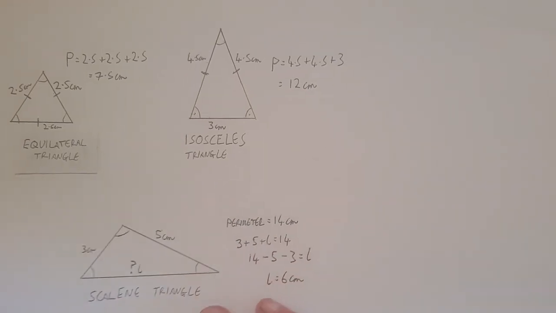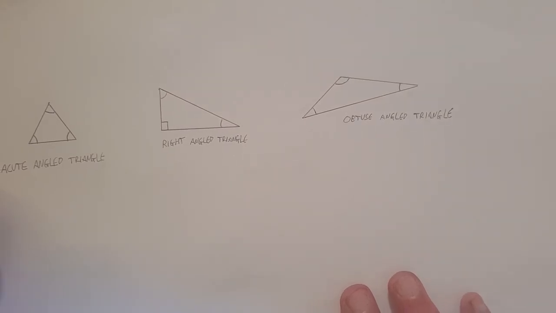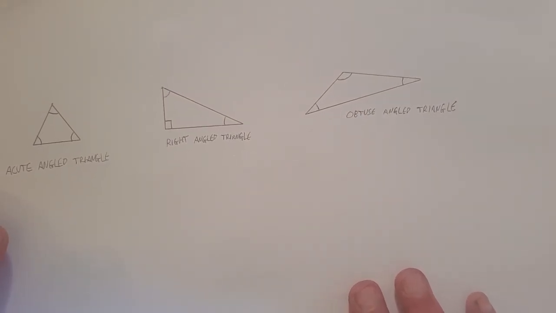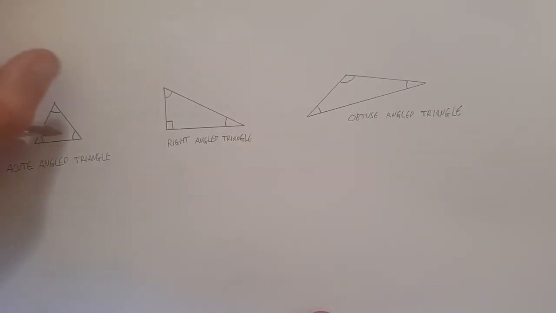Now I'm going to look over the page at a few different ways of naming triangles. So the first one is an acute angle triangle, and that's where all three angles in the triangle are all less than 90 degrees. That is, they're acute angles. Now, a good example of this is an equilateral triangle because they're all 60, but you could get one where, for example, they were 60, 65 and 55. It would still add up to 180, but they would all be acute angles.